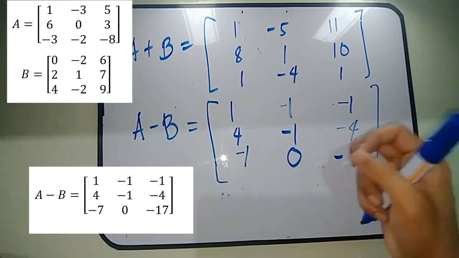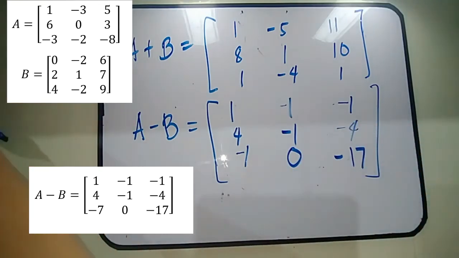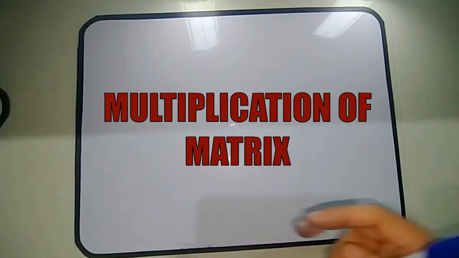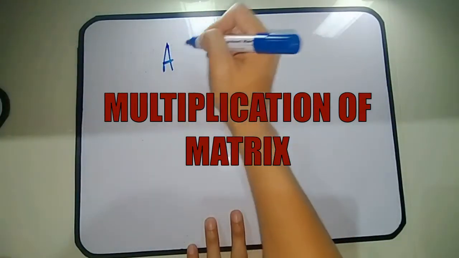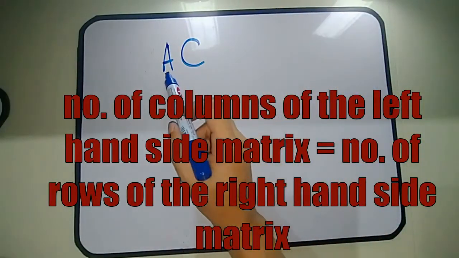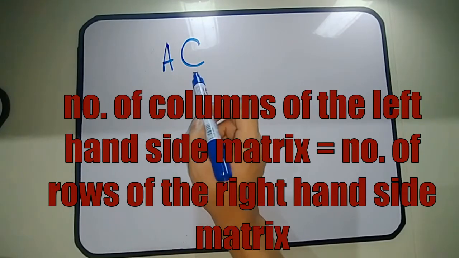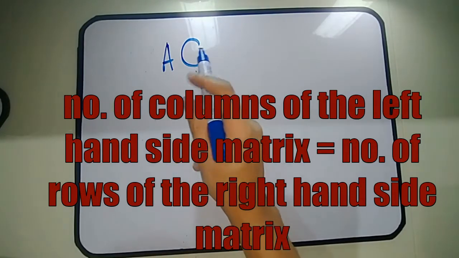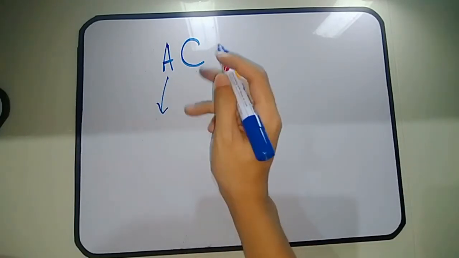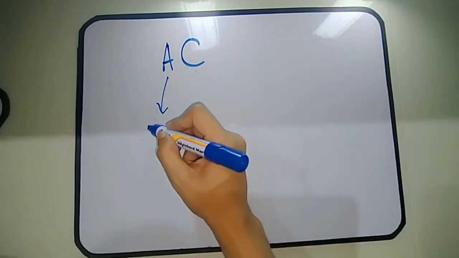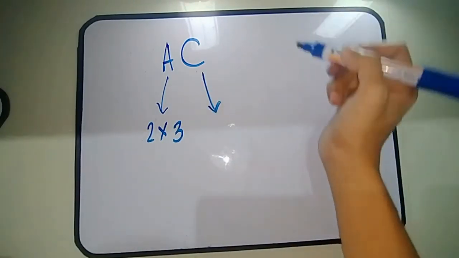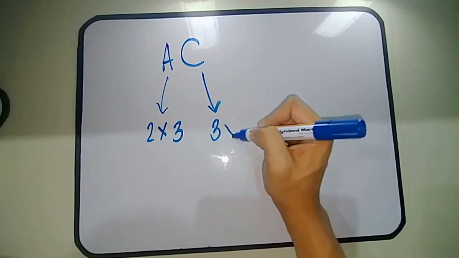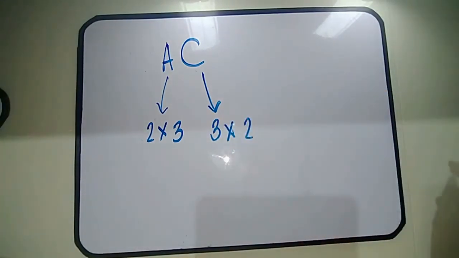So, what about multiplication? Punta tayo guys sa multiplication of matrix. So, the rule in multiplying matrix is that the left-hand side, for example here, A times C, should have equal number of columns to the number of rows of the right hand side matrix. For example guys, kung ang matrix A natin is actually a 2 by 3 matrix, dapat yung ating matrix C is a 3 by 2 matrix.